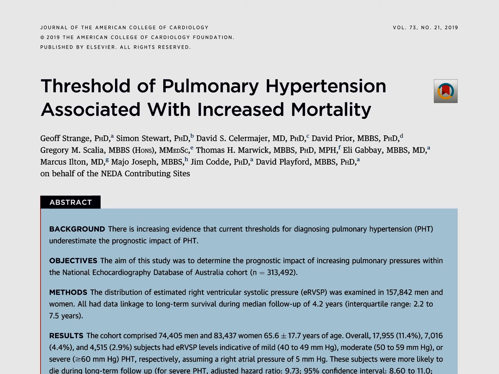Well, why is this all important? We know that the more accurate we can be, the more precise we can be, and it has implications in terms of the outcome of the patients. In fact, Strange found that the threshold for detecting pulmonary hypertension may be actually a lot smaller than we think. And they associated the presence of pulmonary pressure with mortality in 313,000 patients in this Australian cohort.